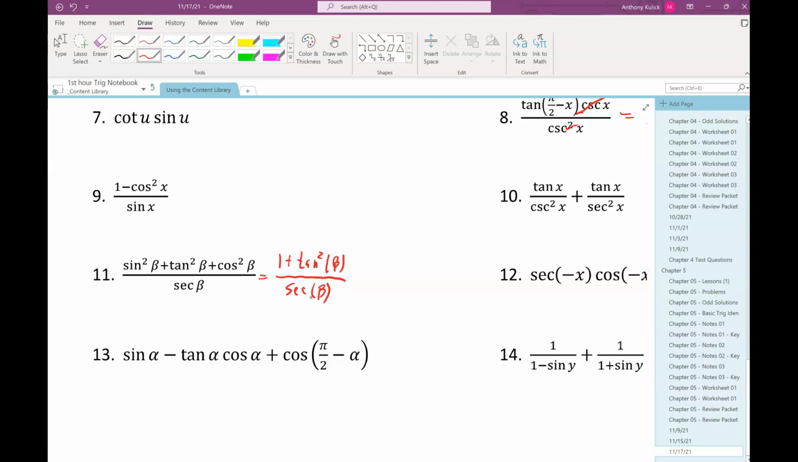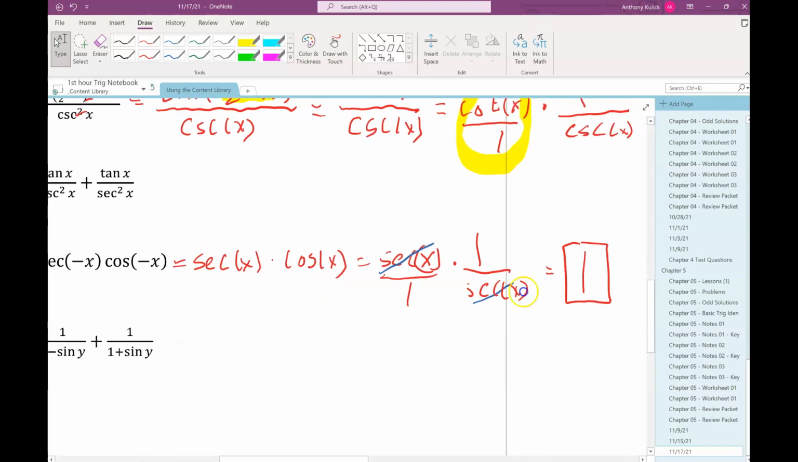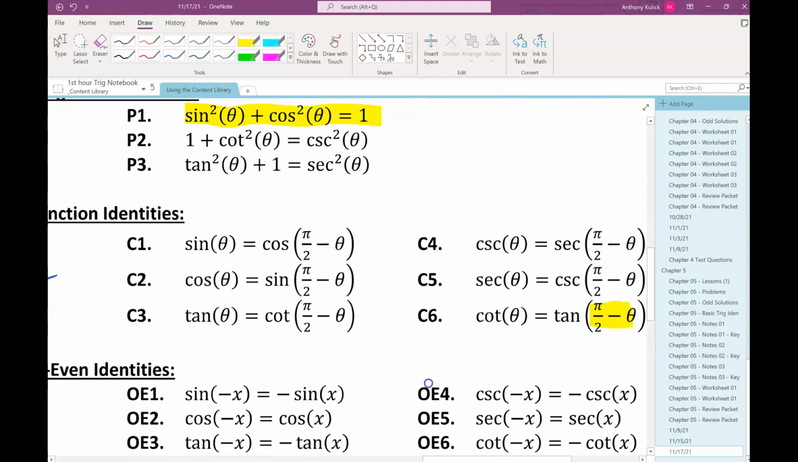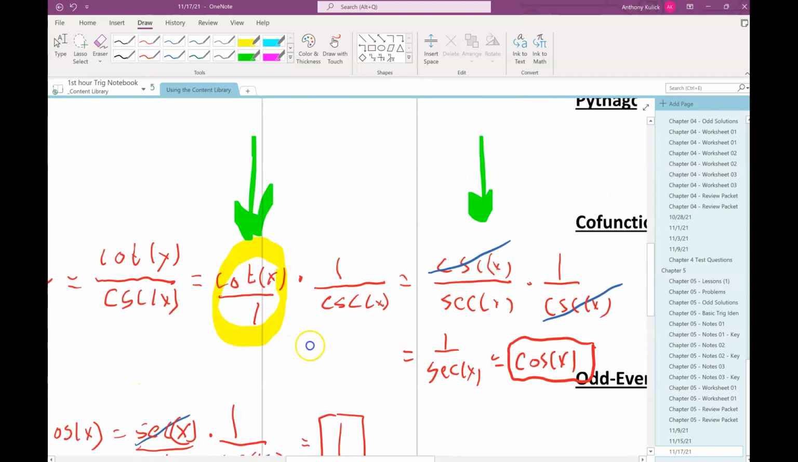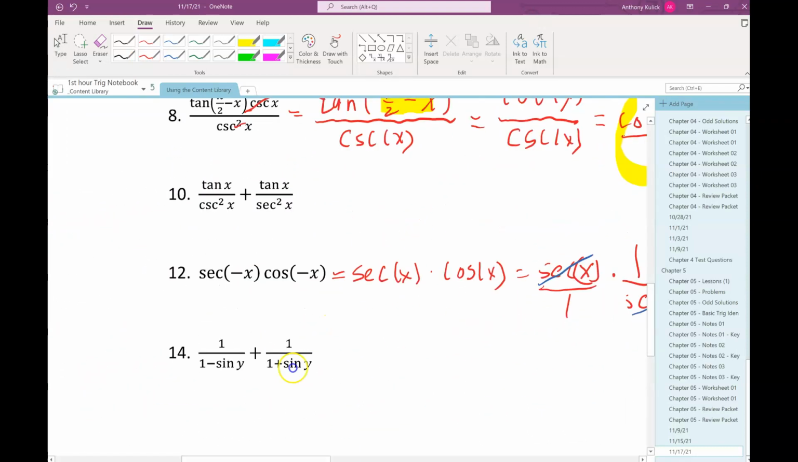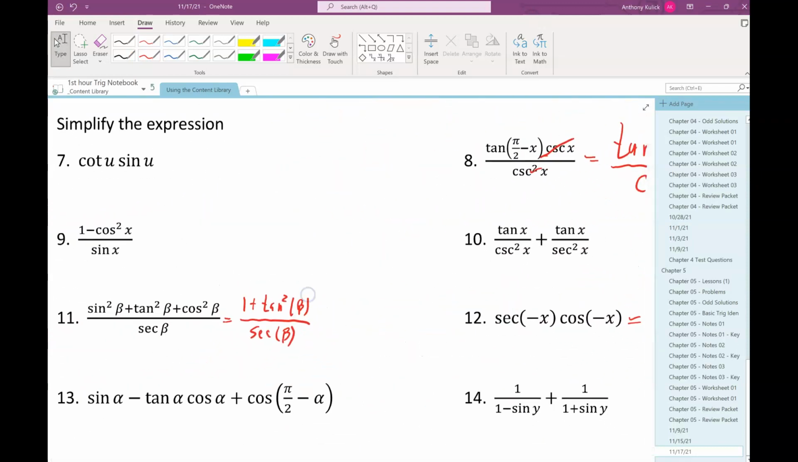So now I have 1 plus something squared. Again, that screams Pythagorean to me. So I'm going to go look at my identities again and see if there's a Pythagorean identity that involves 1 plus tan squared in some way. I see it here. That's equal to secant squared.